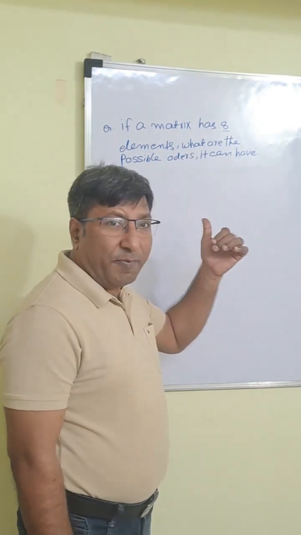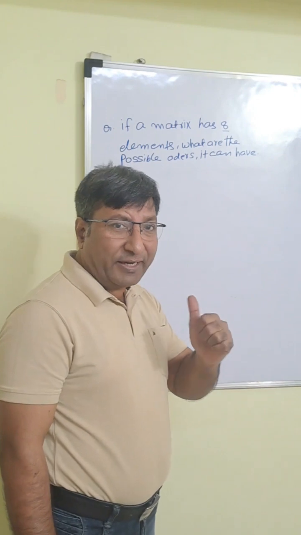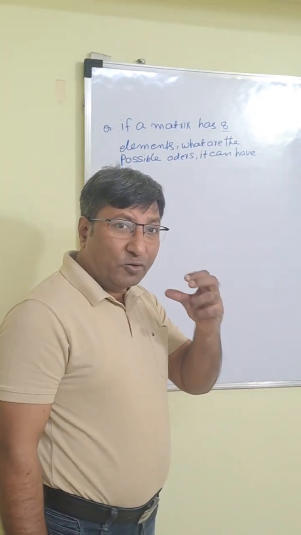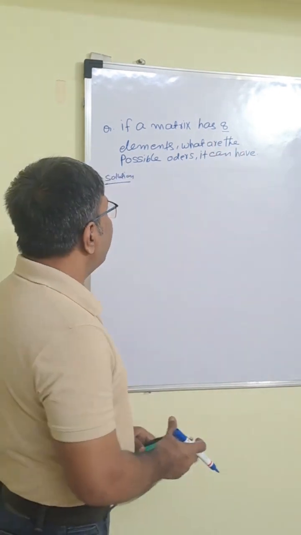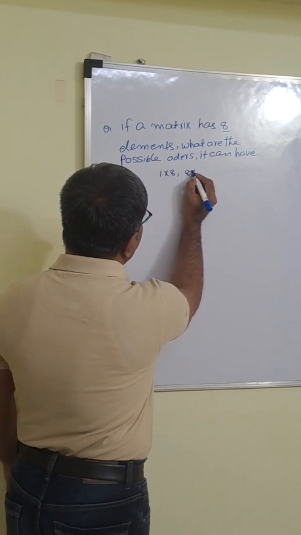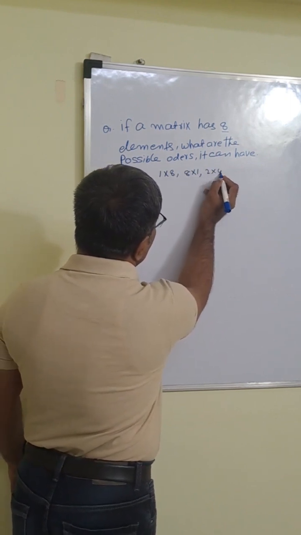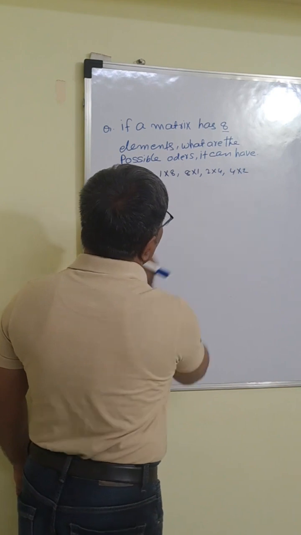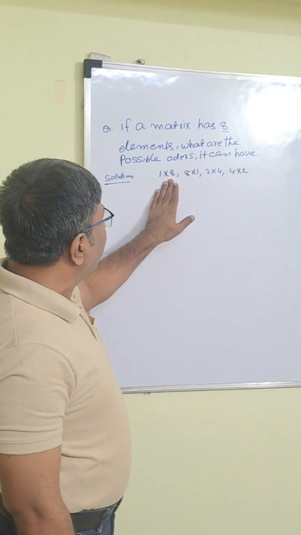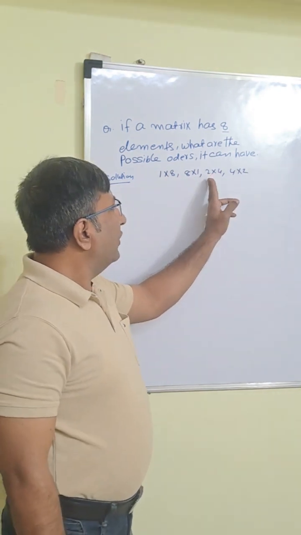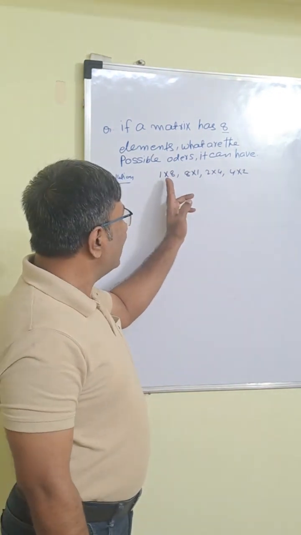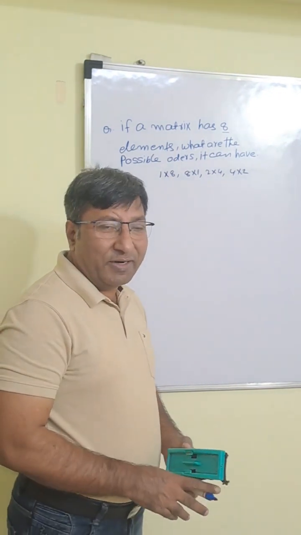So you know order of matrix is what? Row into column. So trick is what? Number is 8. You make that type of the two number whose product give 8. So number of possible order will be what? 1 into 8, 8 into 1, 2 into 4 and 4 into 2. So these are our correct answer. Possible order will be 1 into 8, 8 into 1, 2 into 4, 4 into 2. Where first is number of row and second is number of column. This is our correct answer.